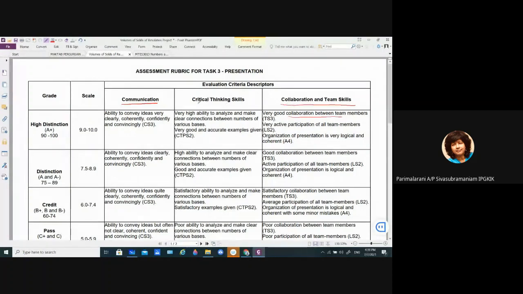Okay, and then we're going to look at your critical thinking skills. This is where your content comes in. Okay, so how you understand and analyze your content. We want to see if you have very high ability to analyze and make clear connections between numbers of various bases. And if you have very good and accurate examples given, if you have chosen your examples carefully and clearly to showcase each criteria that you compare and contrast on. Okay, so this is your task 3.